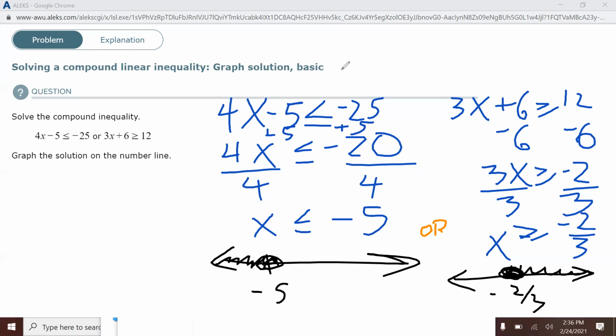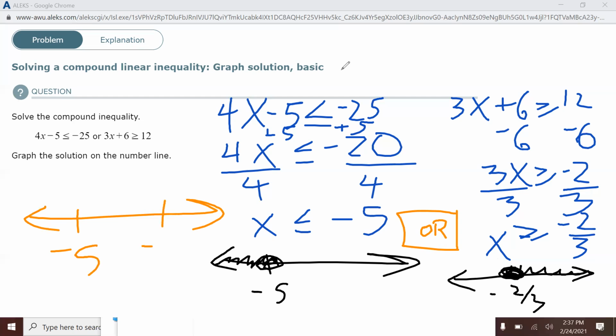I recognize that they are connected using the word or. There's always two choices, and or. Or means take everything in the one set and everything in the other and keep it all. Keep all of it to make your solution set. So our solution set would be everything from -5 on down and everything from -2/3 on up. And that would be it.